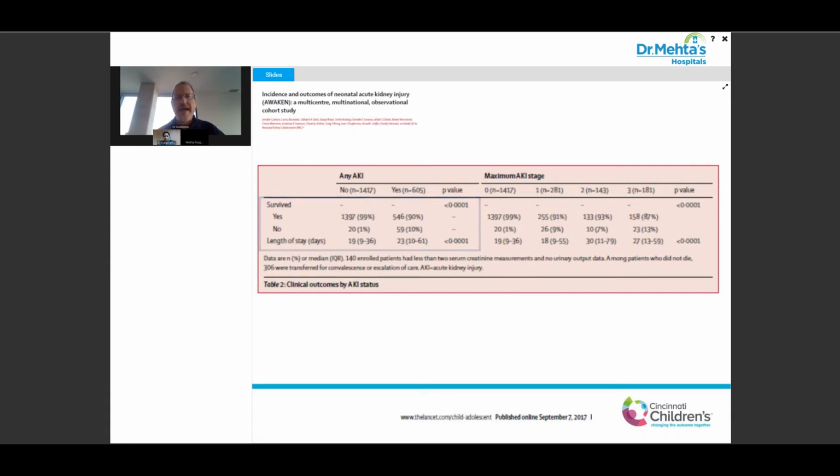When you look at the maximal stage, again, you can see a decrease in survival as the maximum AKI stage increased. And what I should also mention is the rate of acute kidney injury in AWAKEN was 27%, the same as in AWARE. So neonates have the same prevalence of AKI as older, critically ill children.